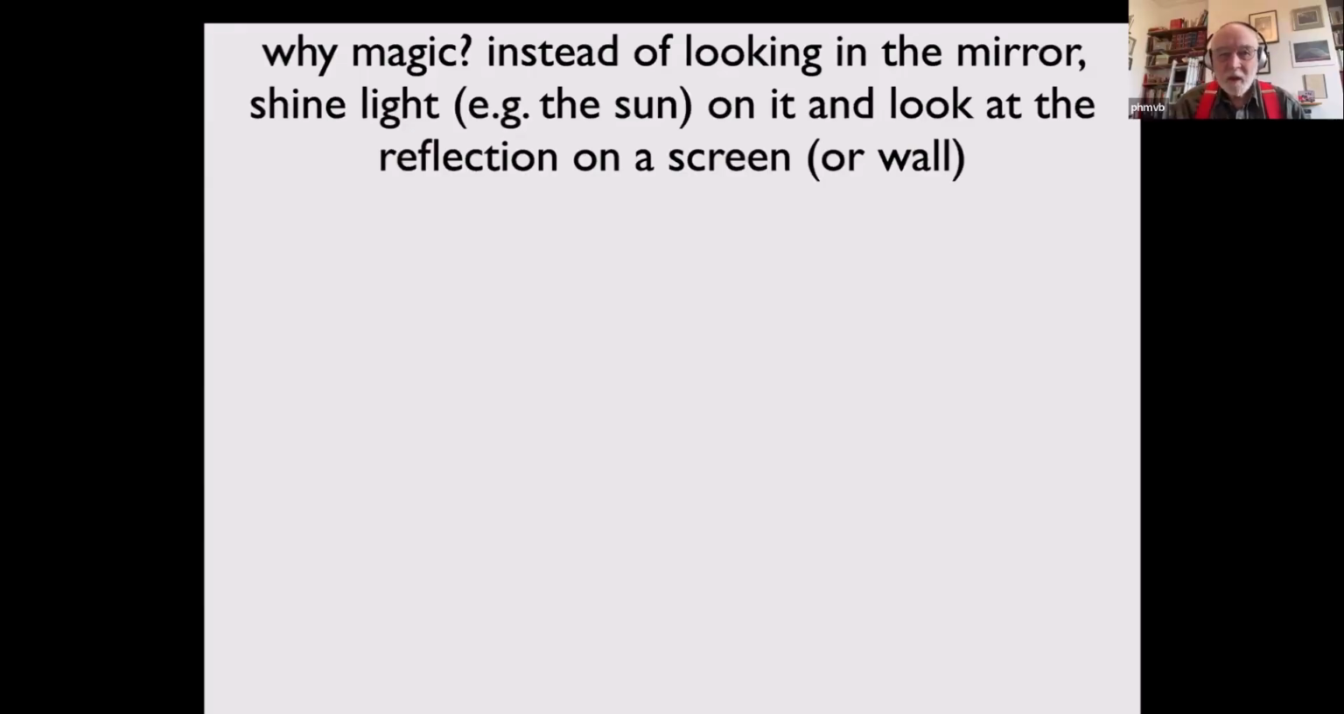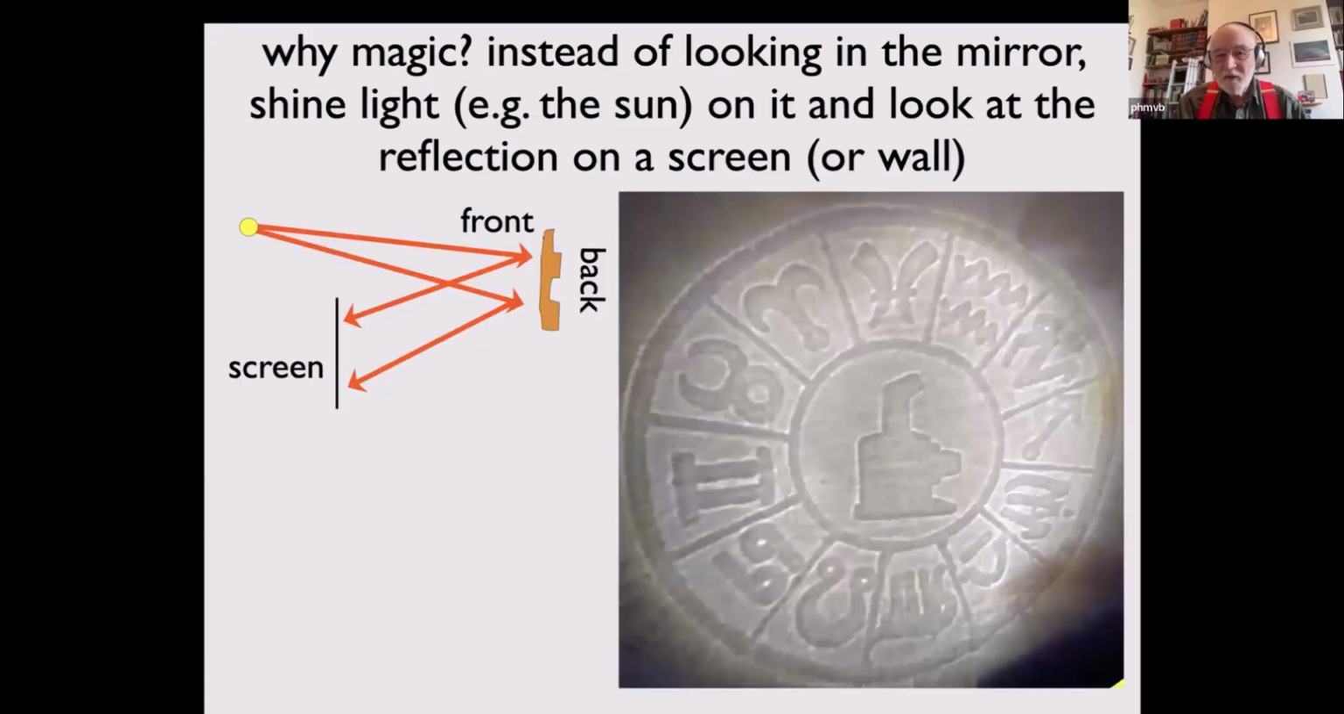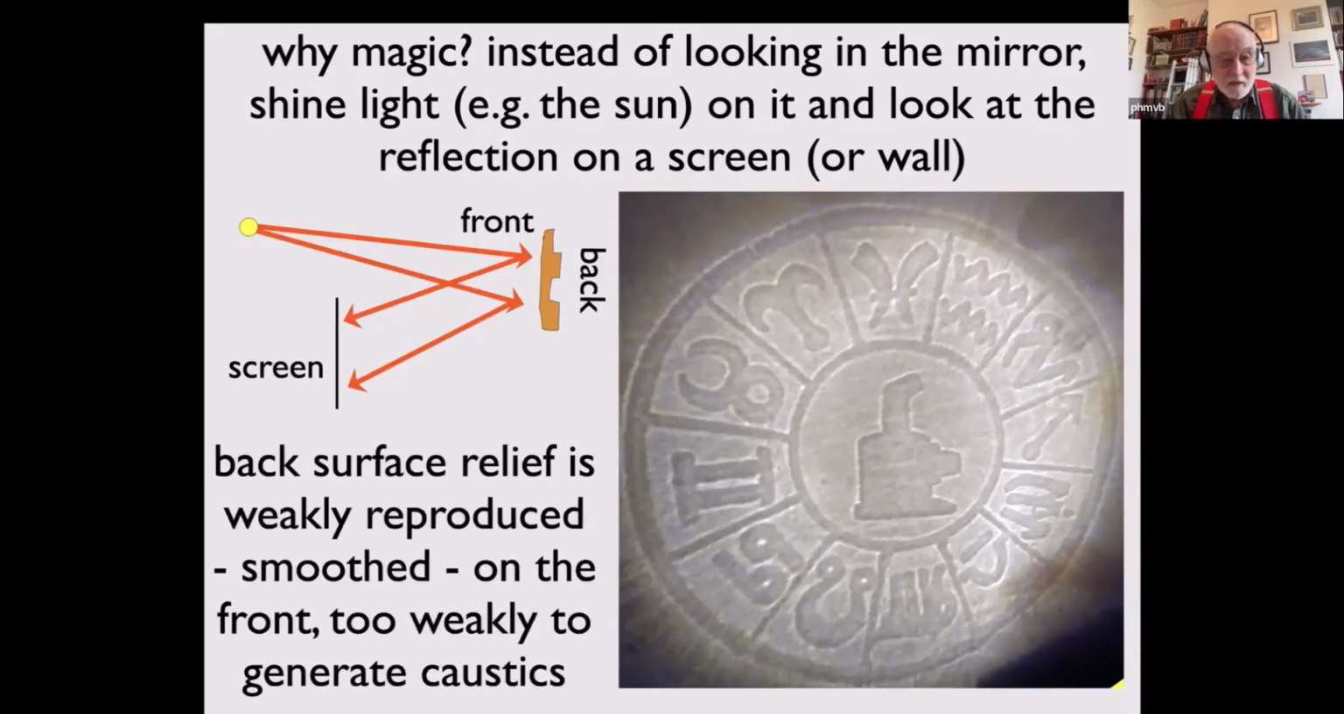by the manufacturers, it was observed later and then referred to as magic, is this. Instead of looking in the mirror, you shine light, for example the sun, on it and look at the reflection on a screen or on the wall. And then you see, to your surprise, a ghostly image of the pattern on the back. Now, it was understood about a century ago that during the manufacture, casting, grinding and polishing of the surface of the mirror, the pattern on the back is very weakly reproduced on the front, too weakly for you to see with your eye. If you look at these mirrors, they look perfectly smooth. And I thought originally that the images were due to caustics formed by this very weak deformation of the surface mirroring what's on the back.